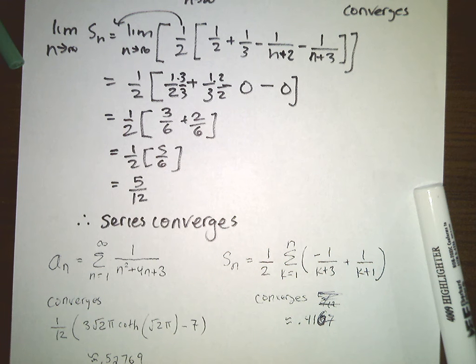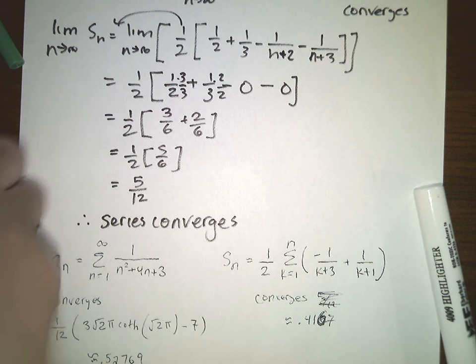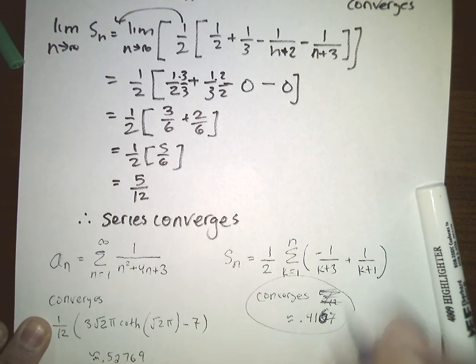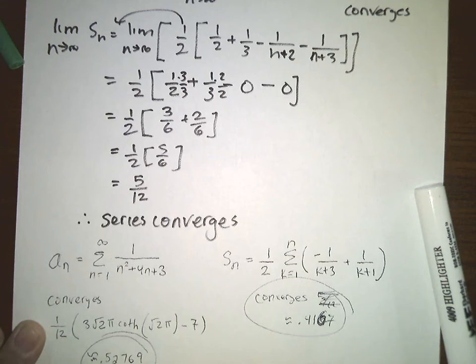Yes, and that's why we need the partial sums. That might seem a little bit weird, but that is why we do need the partial sum, because it will be easier to find this value over here than it is this value over here sometimes.